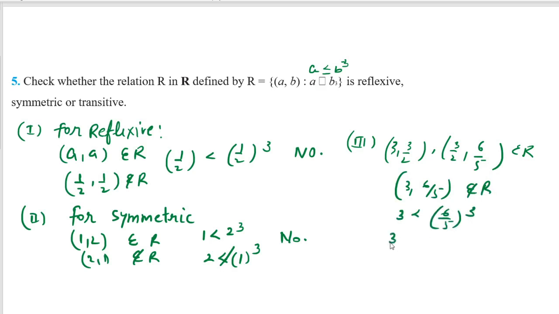How to see? 6 6s are 36, 36 6s are 216, 5 5s are 25, 25 5s are 125. This value will be less than 1. So this condition is again like 0 point something. So again this condition is false. So no. All the conditions are false for this question also.